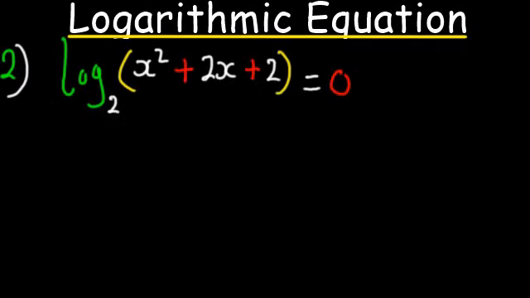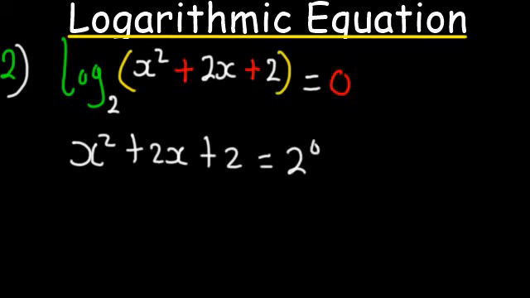Evaluate log of x squared plus 2x plus 2 to a base of 2 equals 0. At this point we can just apply the definition of logarithm straightforwardly, which says that x squared plus 2x plus 2 equals 2 to the power of 0. The base will be raised to whatever you have as your answer, whenever you have an equation like this. Do you get the point?